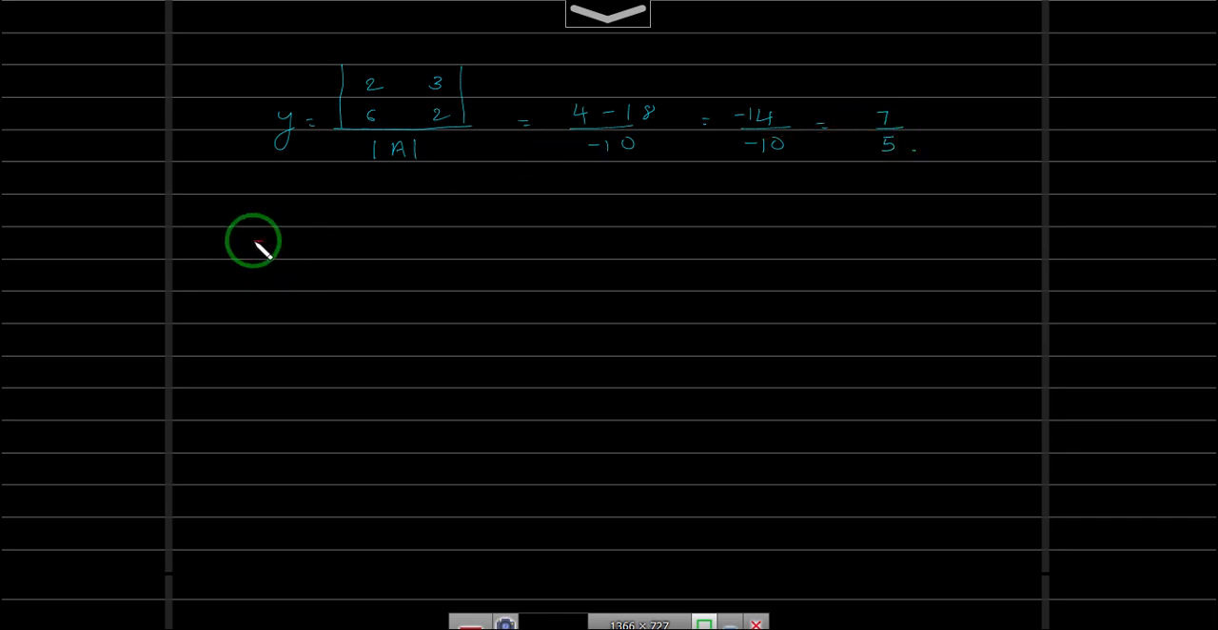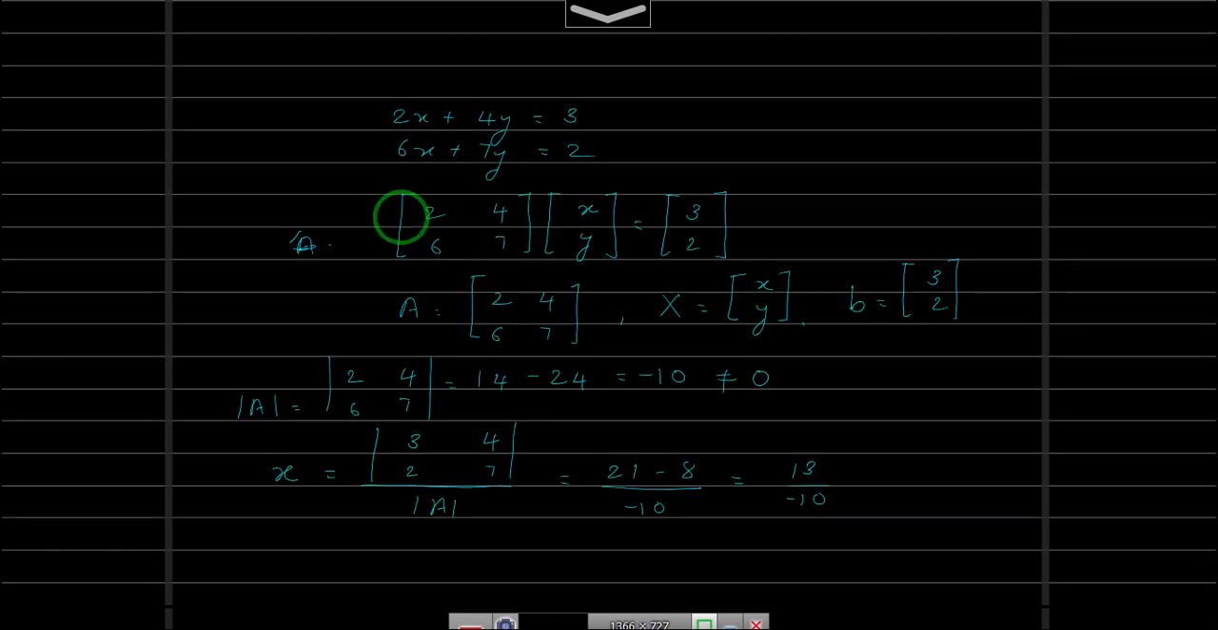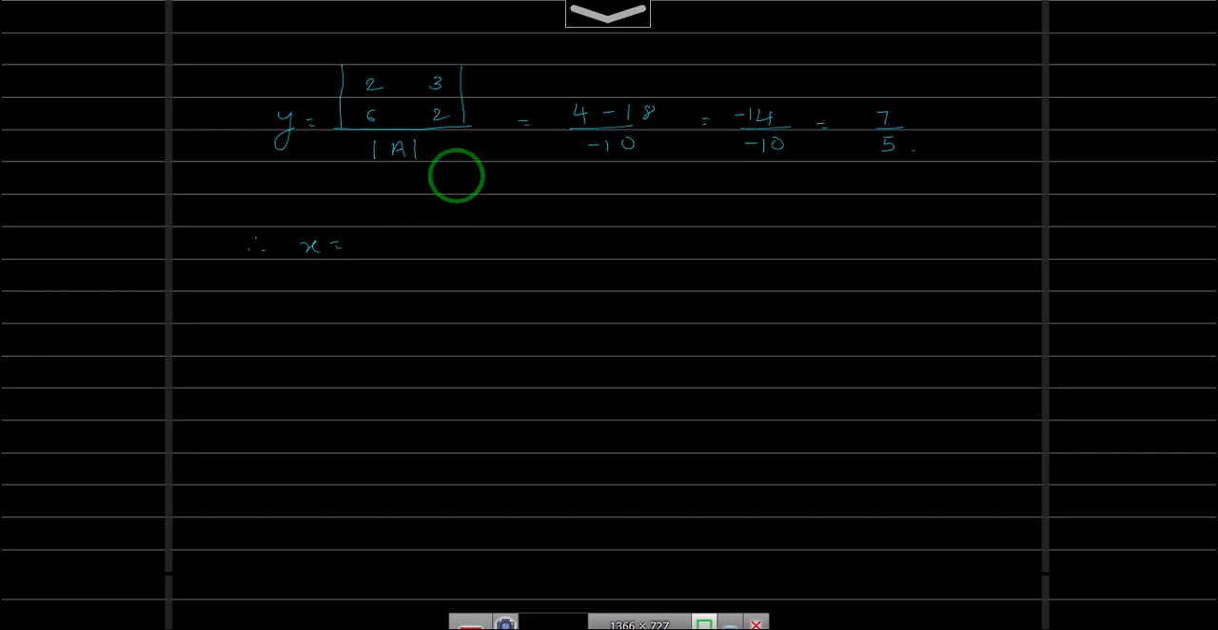Hence we get x equals, if I am not wrong, this is 7 upon 5, is it? No, x is 13 upon minus 10, and y is 7 upon 5. Right? Let us verify now. Verification.